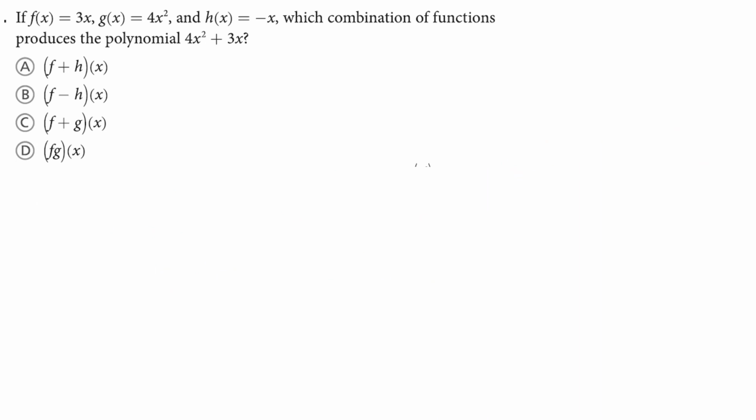Now f of x is given, g of x is given, h of x is given, and they are asking you which combination produces the function 4x square plus 3x, which means you have to keep writing all the functions and see which one matches with our answer. So it's written f plus h. Let's do A. F plus h. F is 3x and h is negative x. So plus minus minus x. So 3x minus x gives us 2x. It is not our answer.